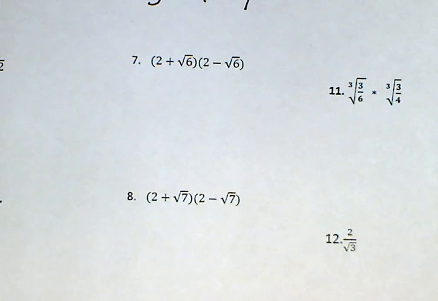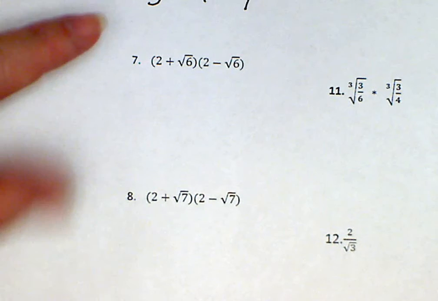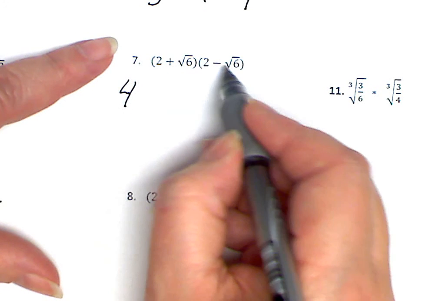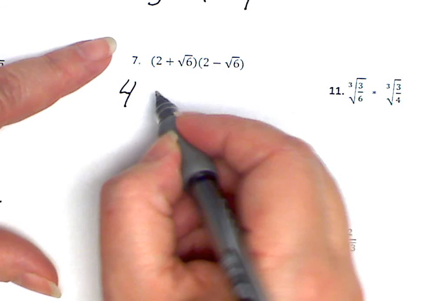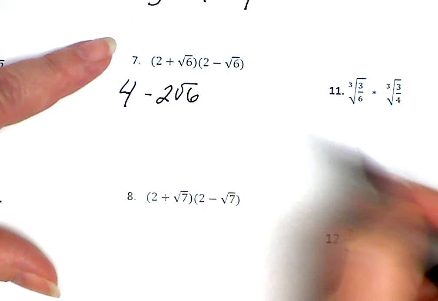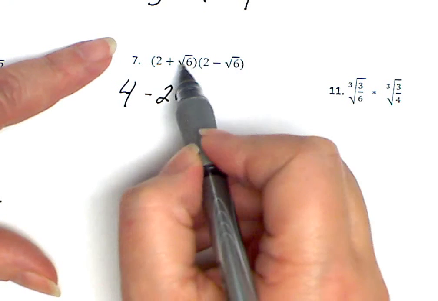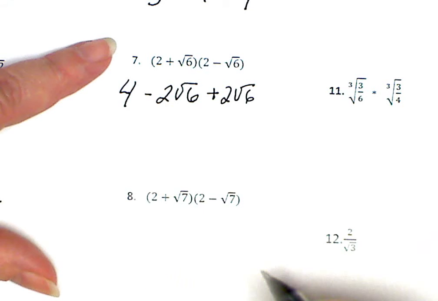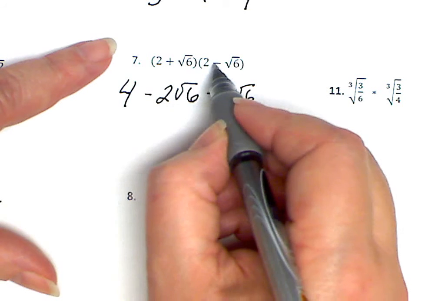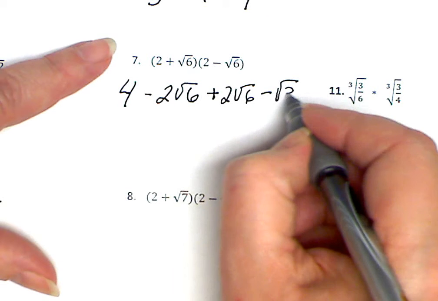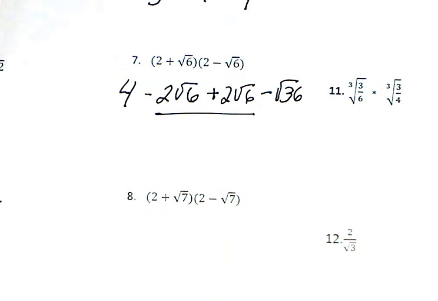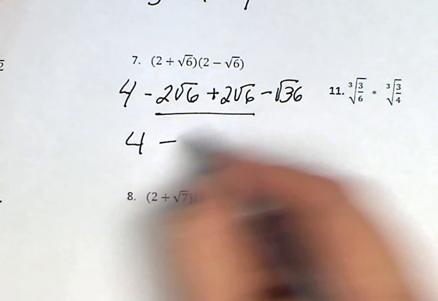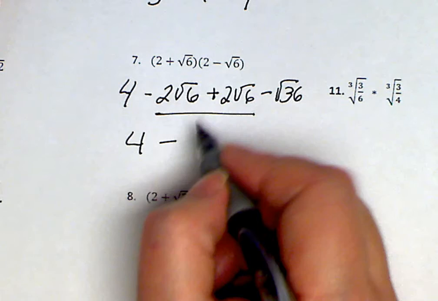Alright, so we have here 2 times 2 gave me 4. 2 times negative square root of 6 gives me a negative 2 square roots of 6. Then you have a positive square root of 6 times 2, which is a plus 2 square roots of 6. And last we have a negative square root of 36. The middles dropped out. So we have 4 minus, what's the square root of 36? 6. So we have negative 4.